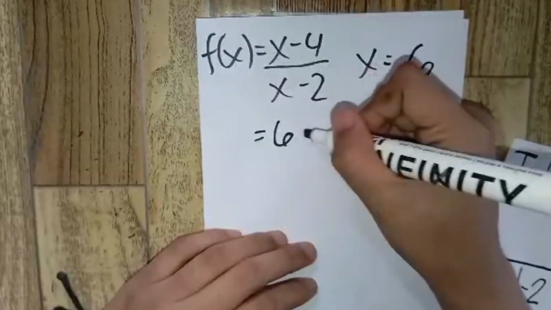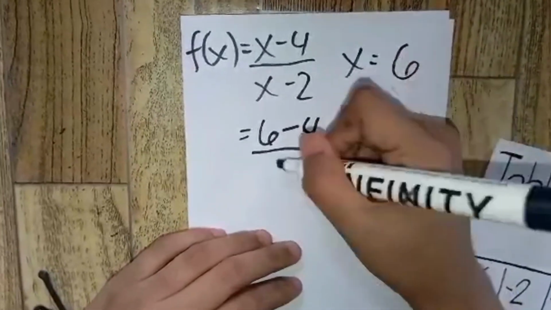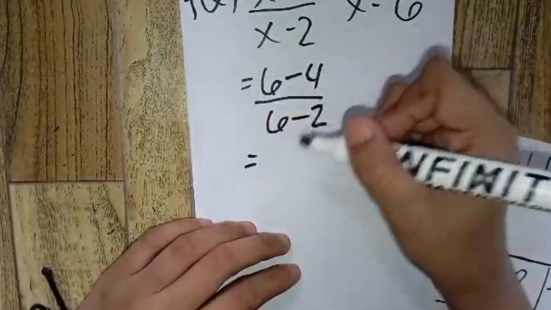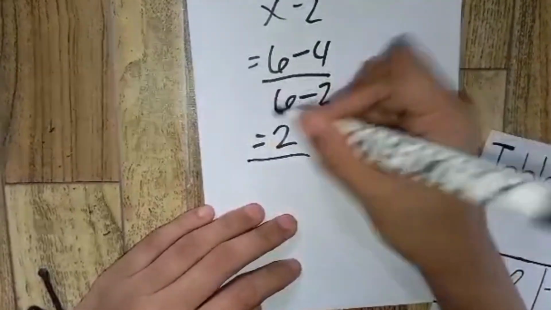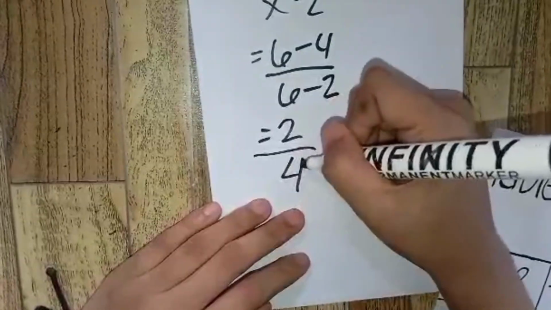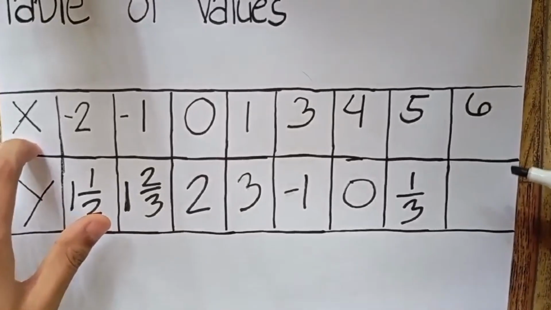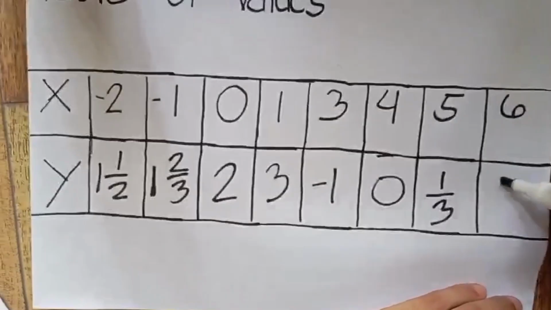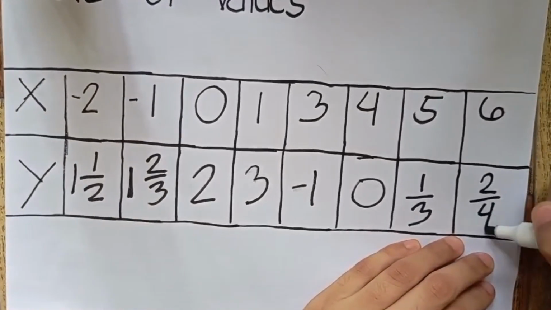Last is x is equal to 6. So 6 minus 4 all over 6 minus 2 is equal to 2 all over 4. So the last ordered pair for x is equal to 6 is y is equal to 2 over 4.